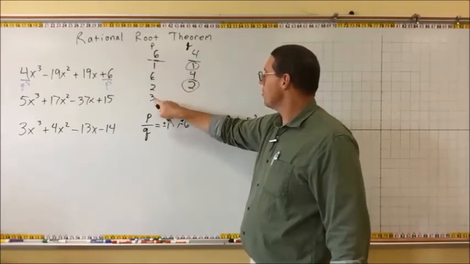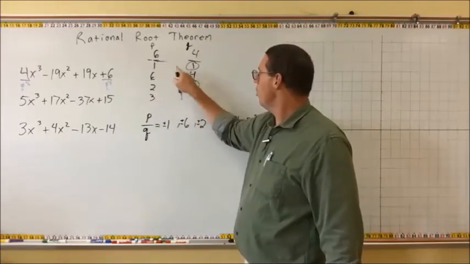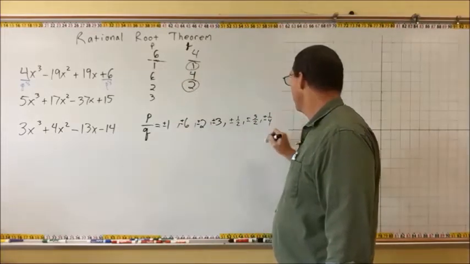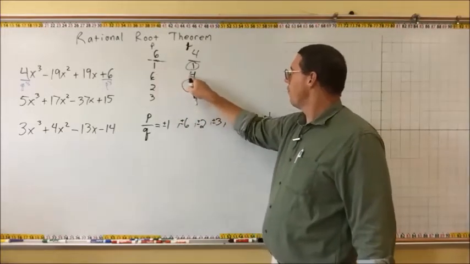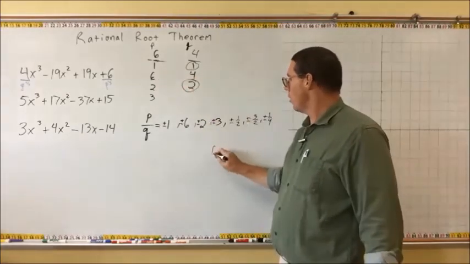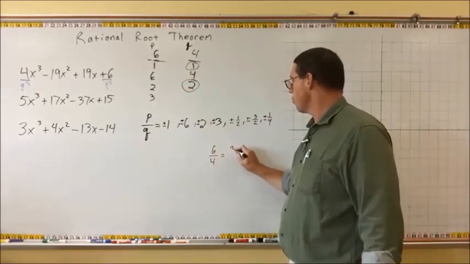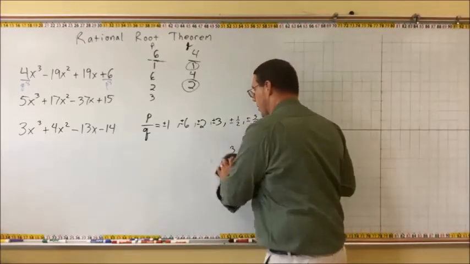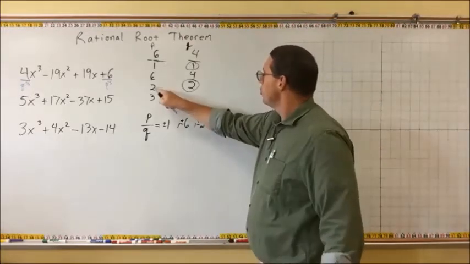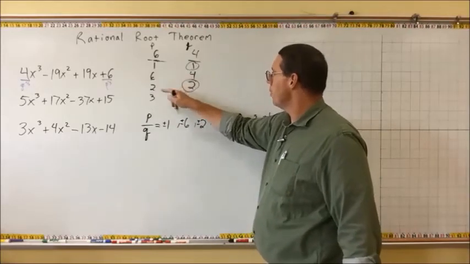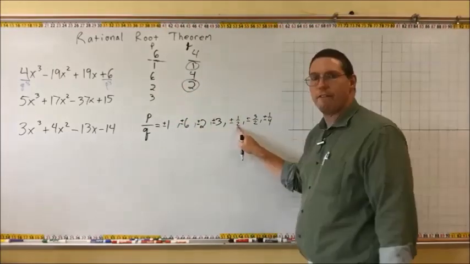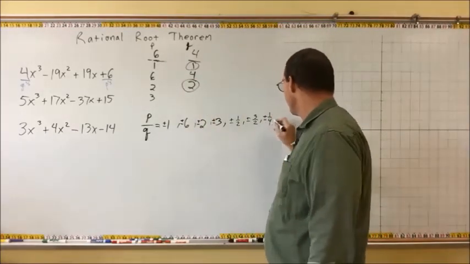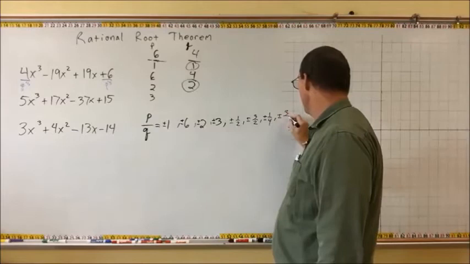Now we're going to put all these numbers over 4. 1 over 4. So plus or minus 1/4. 6 over 4 is the same thing as 3 over 2, and we already put 3 over 2, so we're not going to write it again. Then 2 over 4 is the same as 1/2, so we don't have to write that again. And then 3 over 4. We haven't written that one yet, so we're going to put plus or minus 3 over 4.